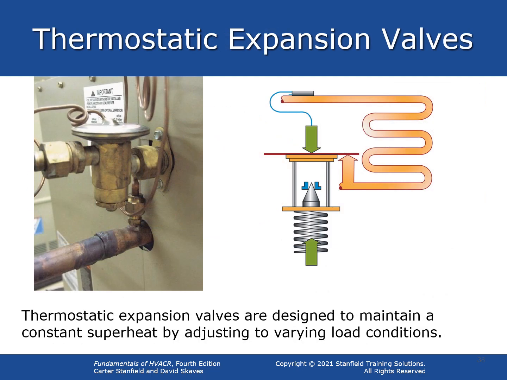Thermostatic expansion valves are designed to maintain a constant superheat by adjusting to varying load conditions. The pressure from the sensing bulb is balanced by the evaporator pressure and the adjustment spring pressure. The sensing bulb pressure tends to open the valve as the suction line temperature increases. The evaporator pressure tends to close the valve as the evaporator pressure increases.